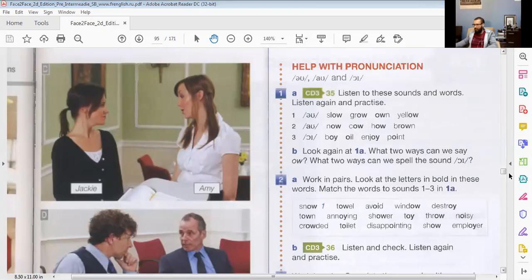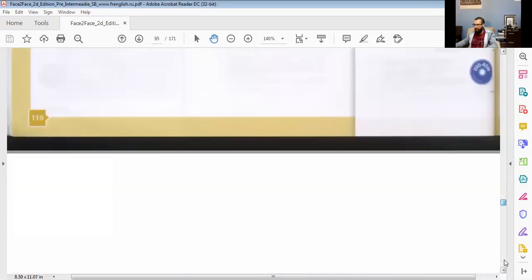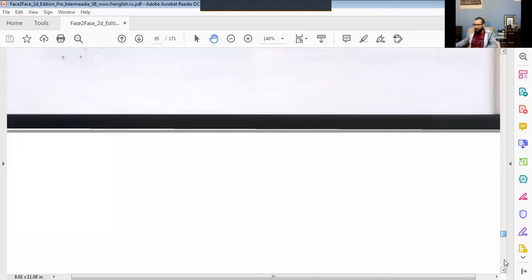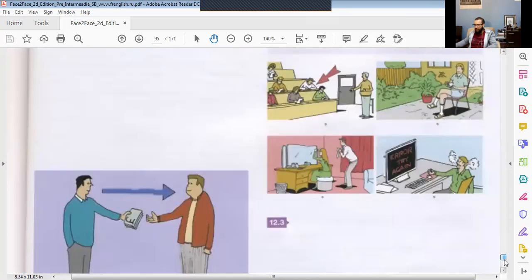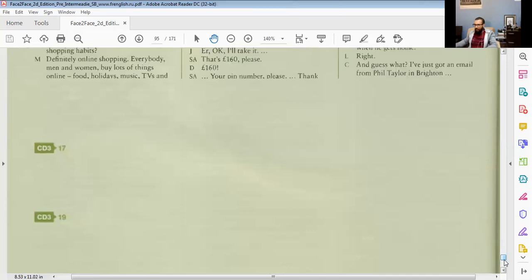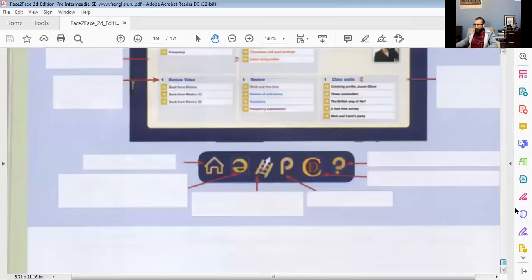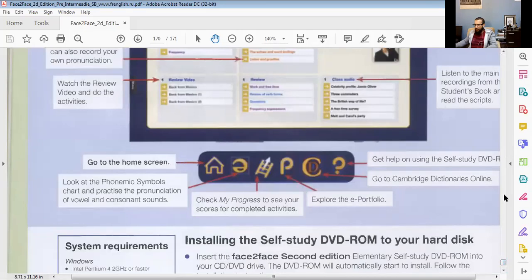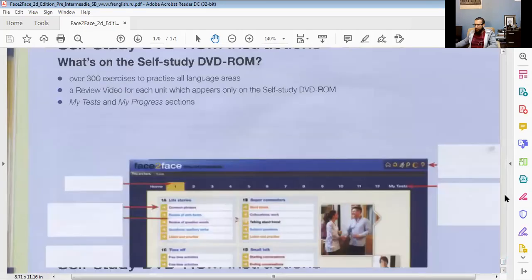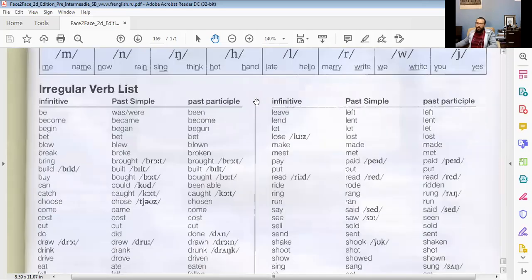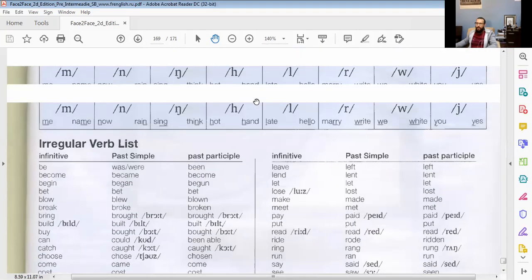This is 95. Let me just show you examples. Where are they? Here they are.